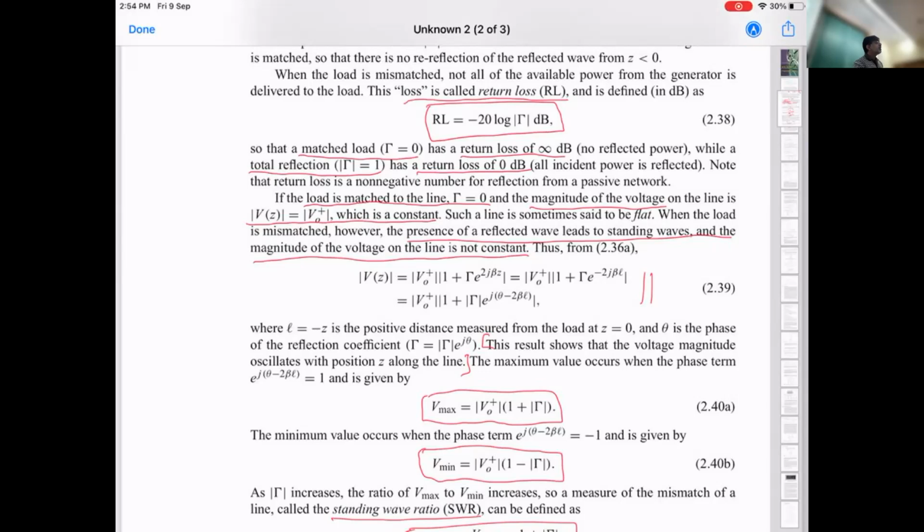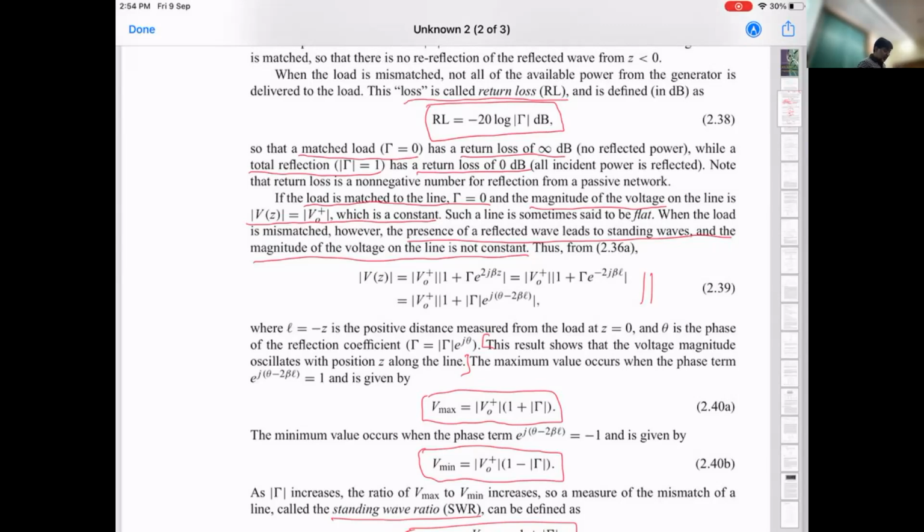And if you had a perfectly matched situation, then of course there is no reflected wave, and the amplitude is constant. If you had a perfectly reflected situation, which means gamma equal to 1, then the forward wave and the backward wave have the same amplitude. Remember that V0 minus is gamma times V0 plus. So the reflection is perfect, which means all of it is reflected. The two amplitudes are equal, which means that they can constructively interfere to give you twice the amplitude or destructively interfere to give you zero amplitude. In which case you will have the maximum variation as you go from one place to the other.